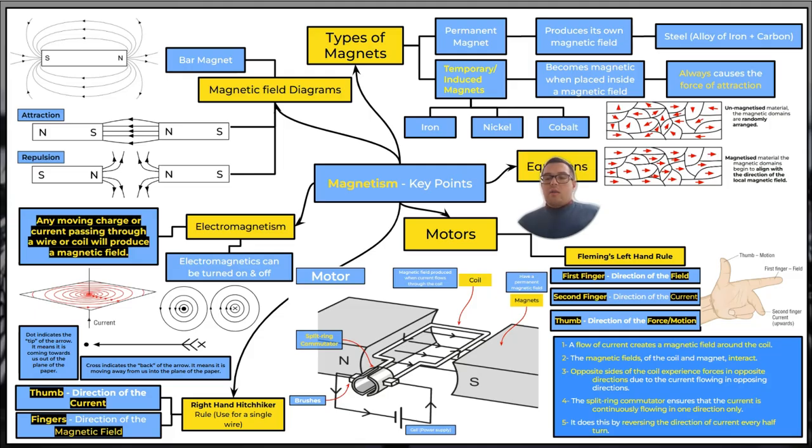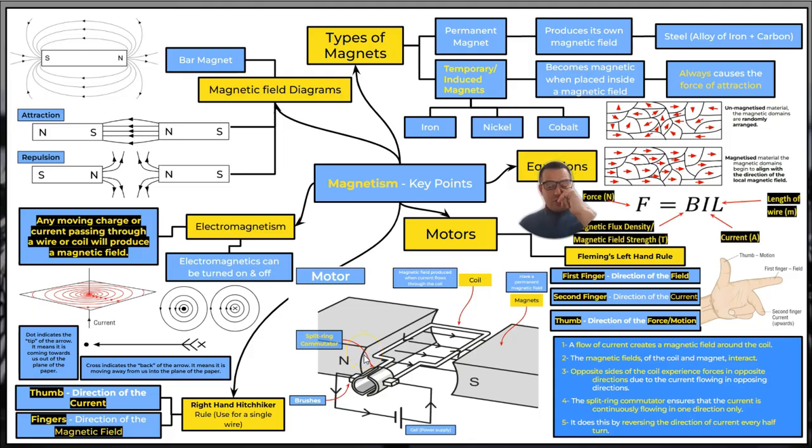We can use one equation to describe this. This is only going to be on the higher paper if you are doing it, so it's not on the foundation paper. The equation to describe this is F equals BIL, so that the force on any current carrying conductor inside a magnetic field is the magnetic flux density or magnetic field strength multiplied by the current times the length of the wire inside the field.